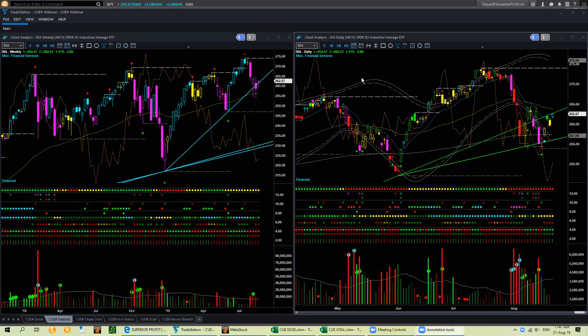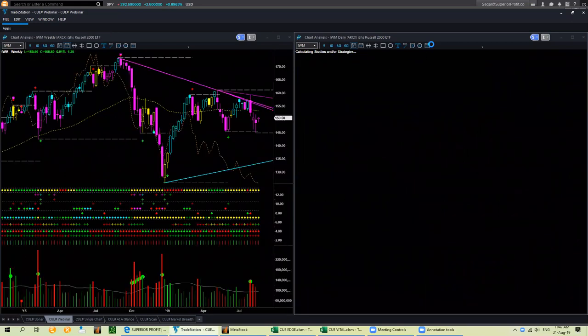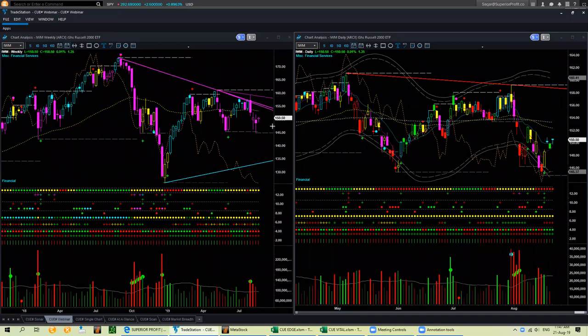Before that, let me look at the IWM chart, Russell 2000 ETF. This was and is continuing to remain the weakest one. The weekly candle color is remaining bearish. It also gapped up 2 days ago.